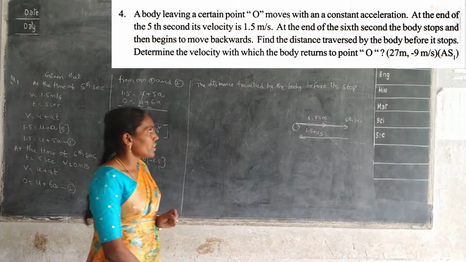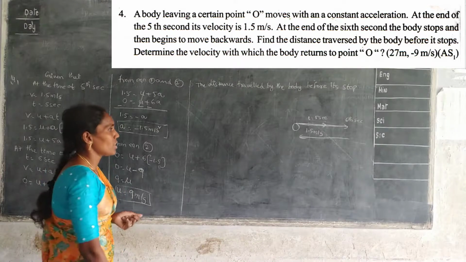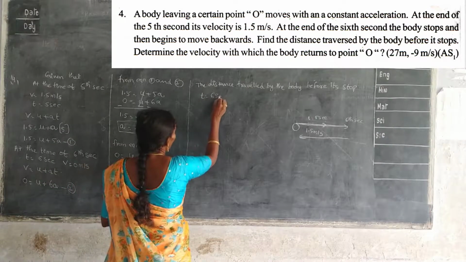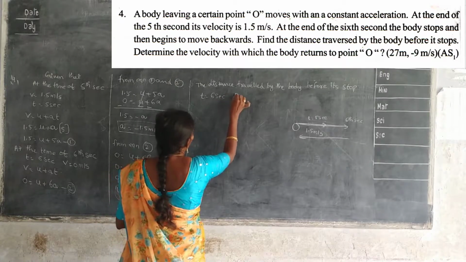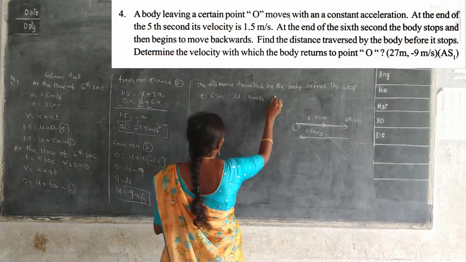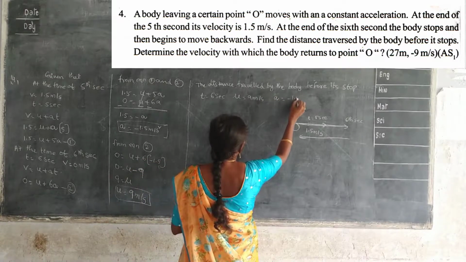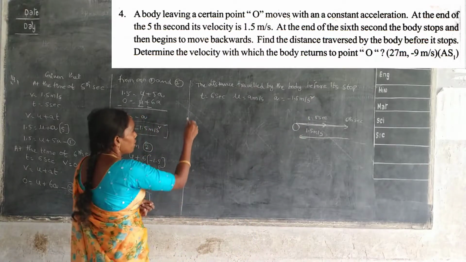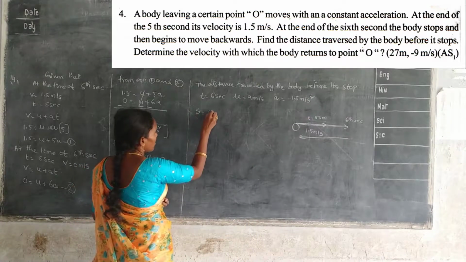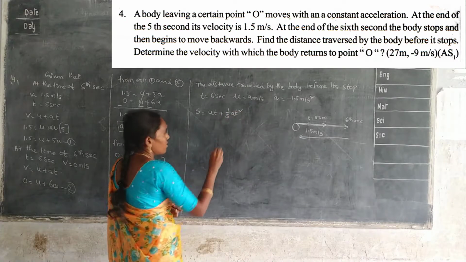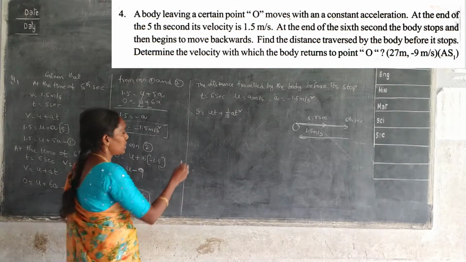Find the distance traversed by the body before its stop. Here the time t is equal to 6 seconds and initial velocity u is equal to 9 meter per second and acceleration a is equal to minus 1.5 meter per second square. The formula to find the distance s is equal to ut plus half at square.